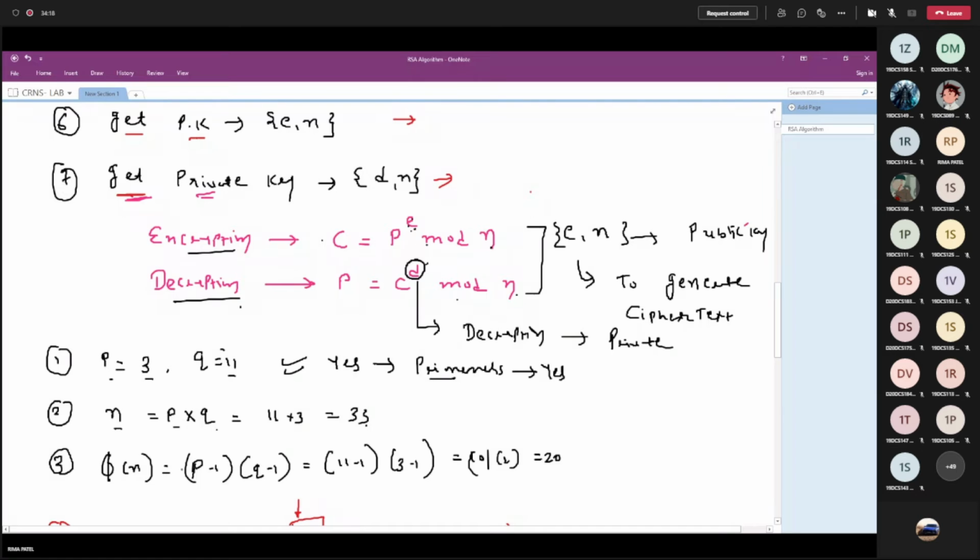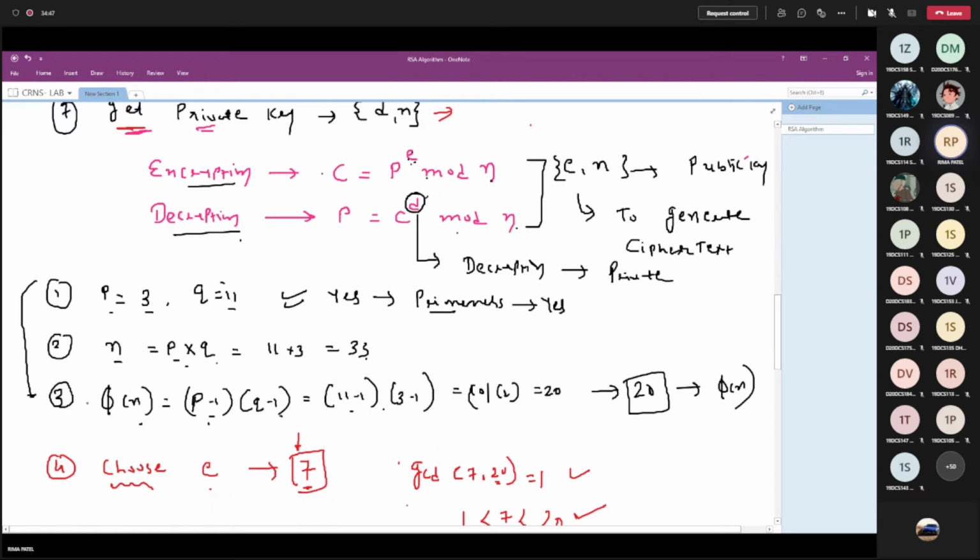Euler's totient function, we know, is (P minus 1) into (Q minus 1), as P and Q both are prime. So I can write this equation: 11 minus 1, 3 minus 1, that is 10 into 2, that is 20. So this is the value of the Euler totient function. The next step is to choose E. This is simple, right? Have all of you understood these steps so far? Yes, ma'am.